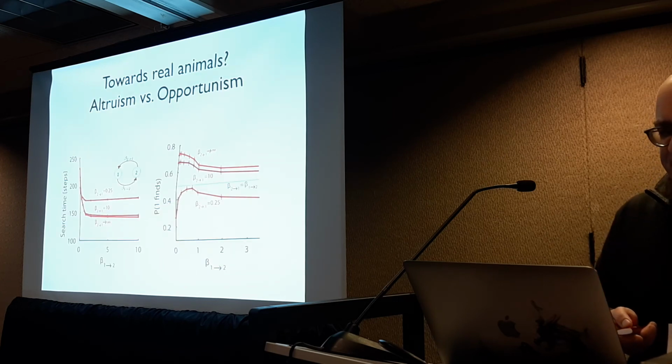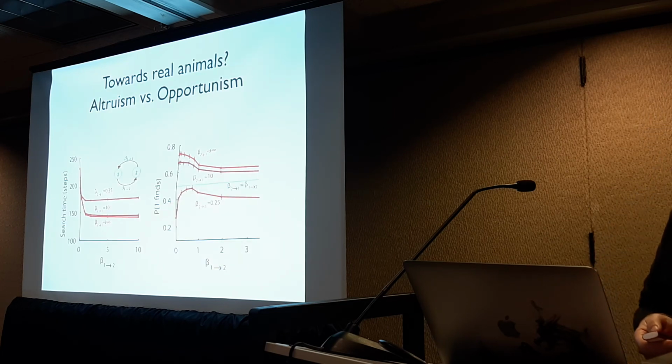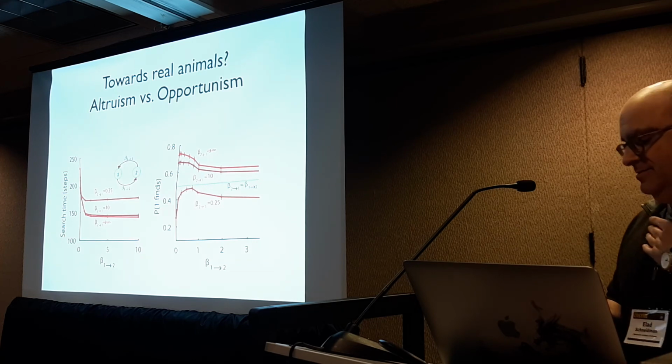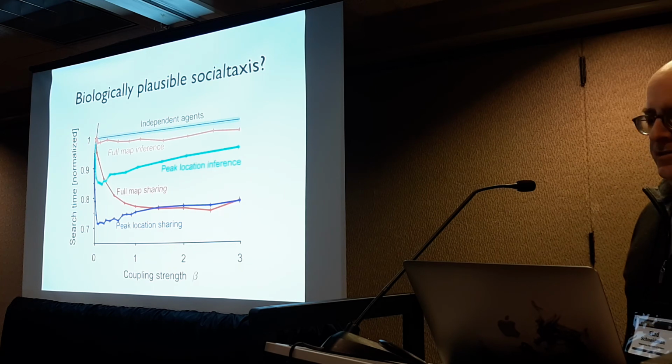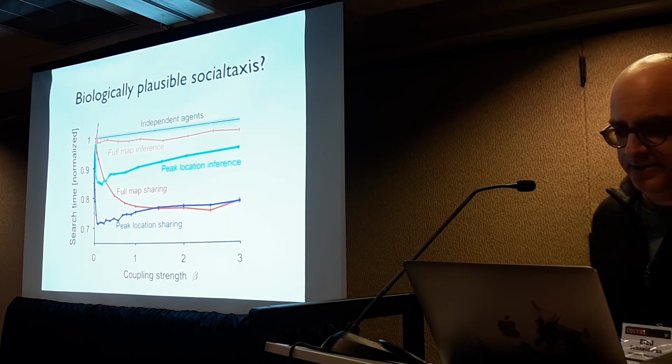The last thing I think I want to show you is, I'm trying to think again more closely to, but yes? Sorry, just a naive question. Why does the full map sharing perform worse than peak location sharing in the beginning?